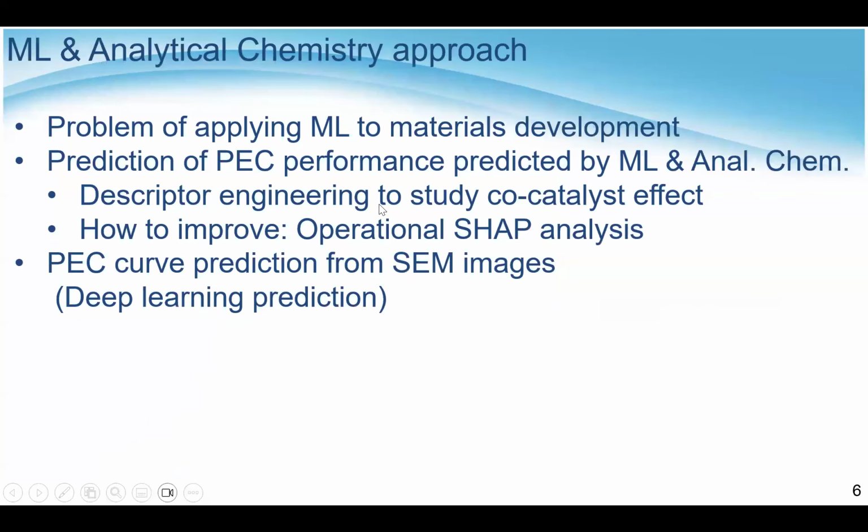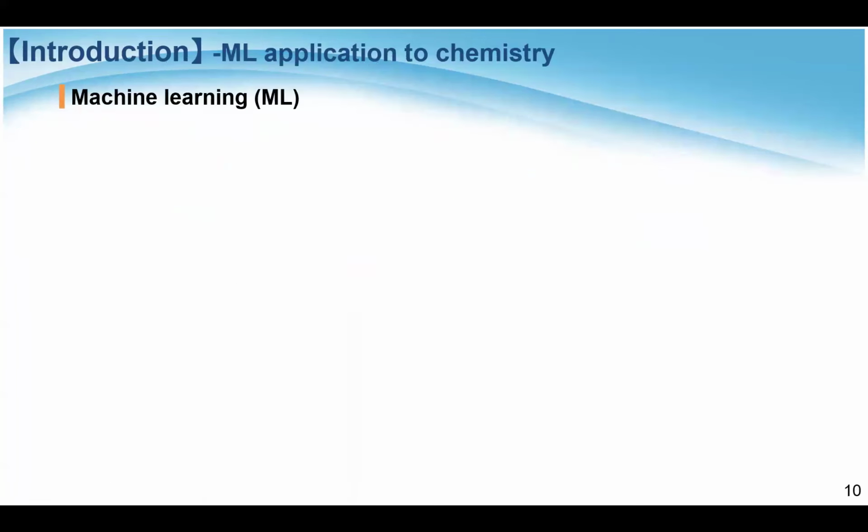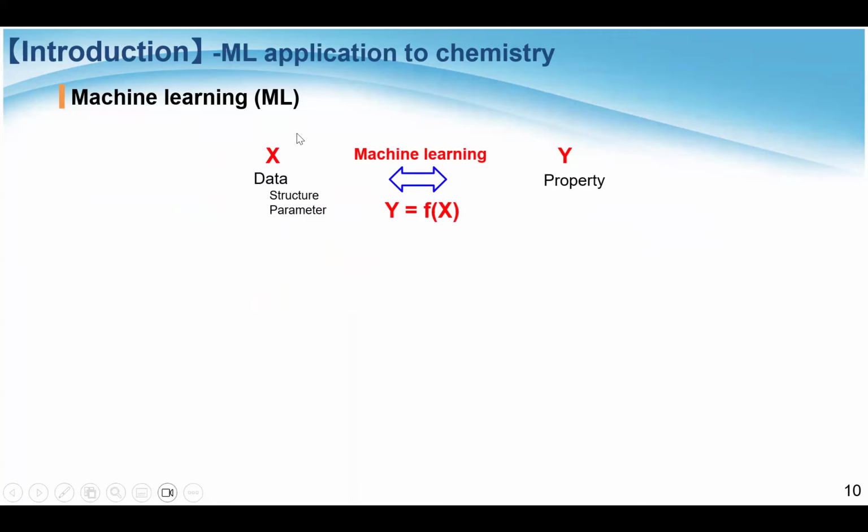First, I'm going to talk about the problem of applying machine learning for materials, especially the inorganic materials. As many of you know, in machine learning, data, for example chemical structure or parameters, are used as X, and target physical properties Y are somehow correlated with Y equal f of X. During the machine learning process, this functional form is constructed for further prediction of new materials.